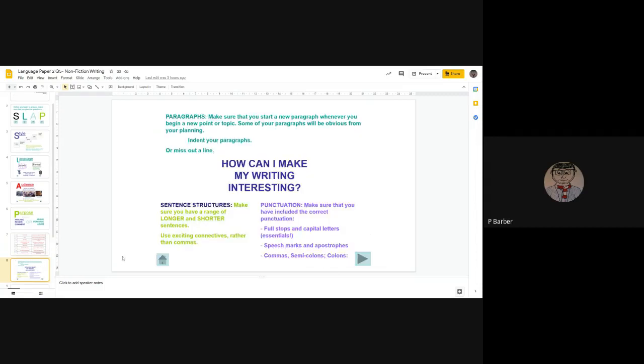Likewise, you may want to adjust your structure to make your language interesting. So things like paragraphs, you may have some paragraphs that are much longer.